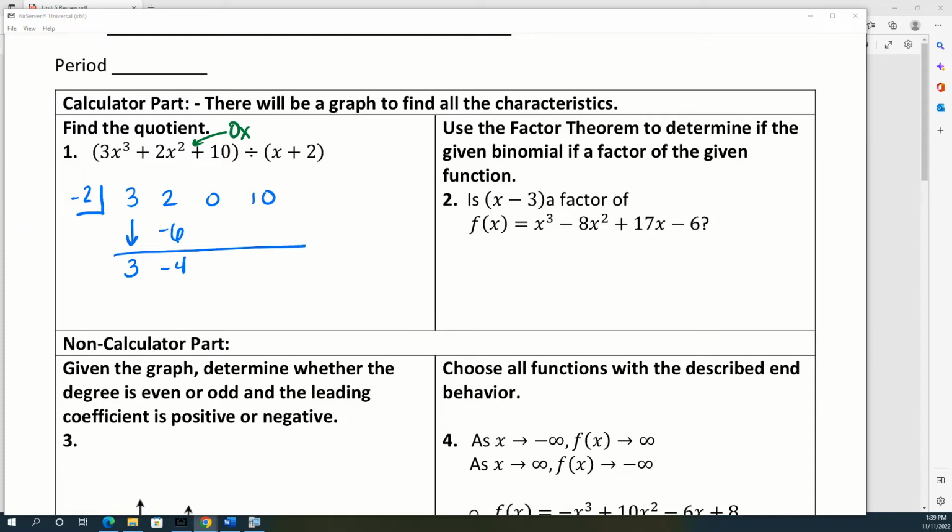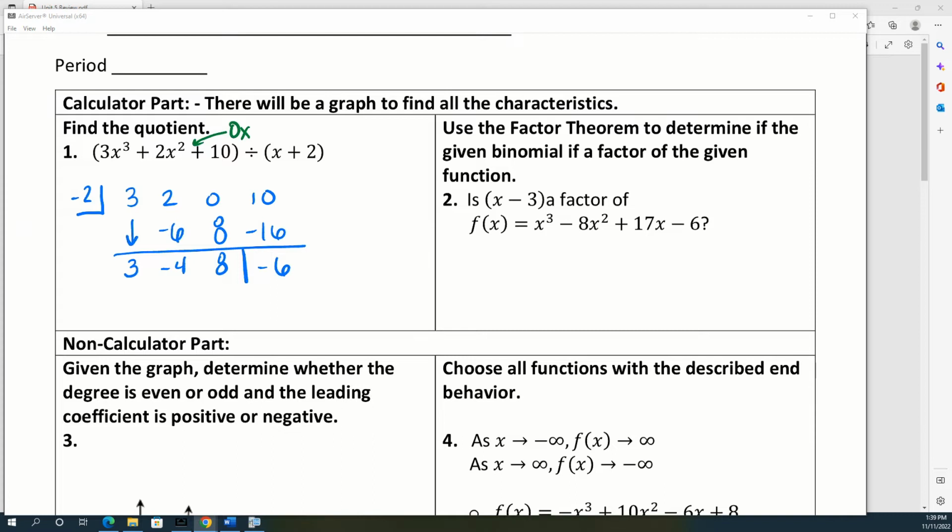And then we're going to multiply again. We're going to multiply the number in the box by the number under the line, and we get 8. And when we add, we're going to get 8. And then we're going to multiply -2 times 8, which is going to be -16. And then when we add, we are going to get -6. Now, this is on the calculator part, so you can use your calculator to do that if you need to.